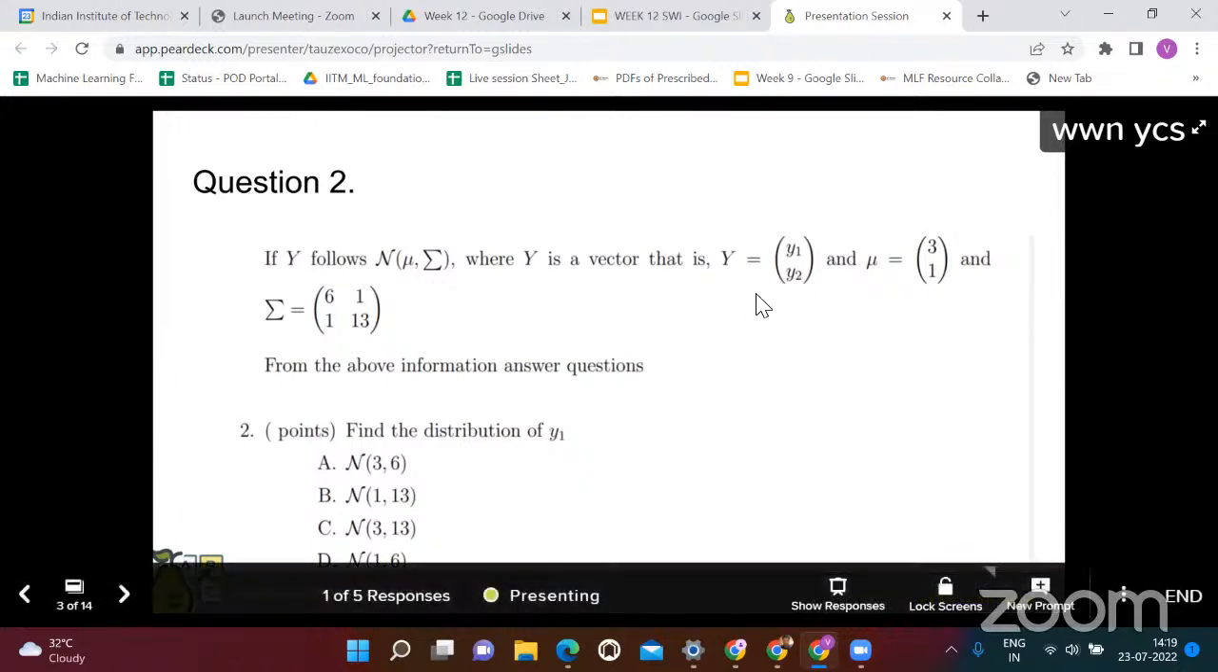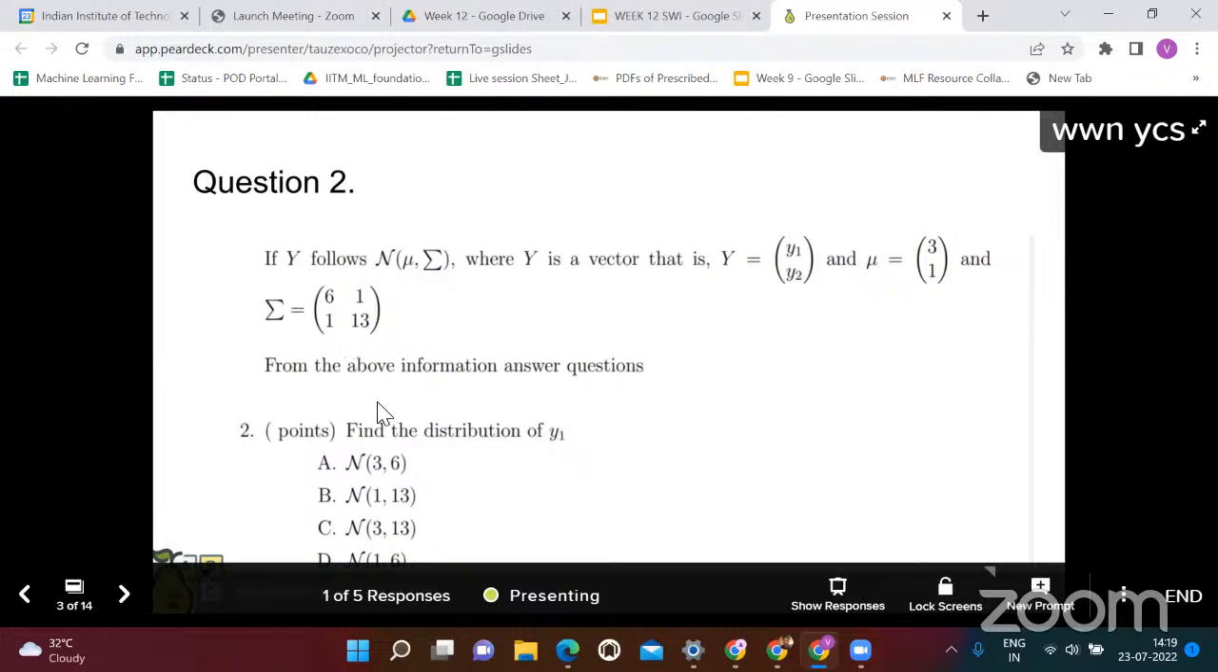From this matrix, you can see that the mean for y1 is 3, right? And the mean for y2 is 1. So I got 3 as the mean for y1. And the other parameter that I need is the variance, right? So what is the variance?